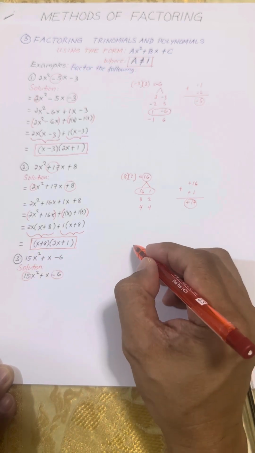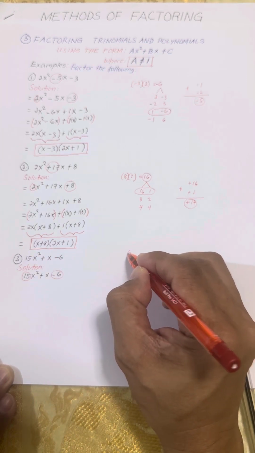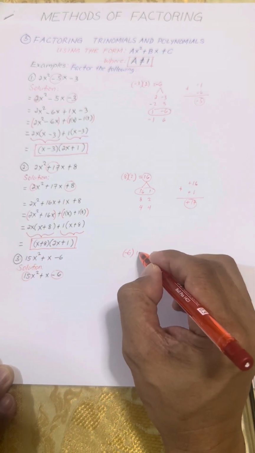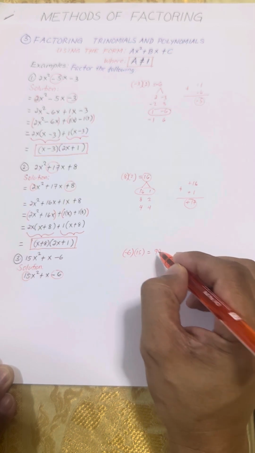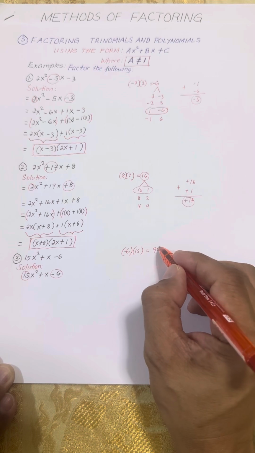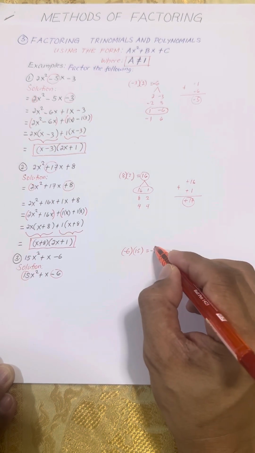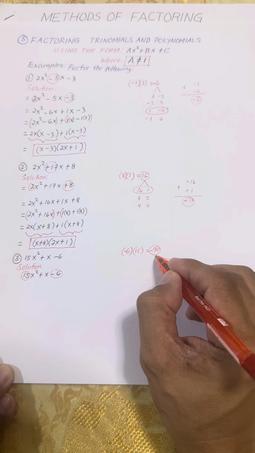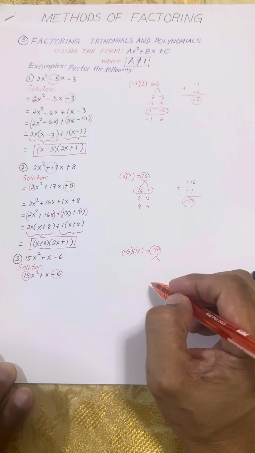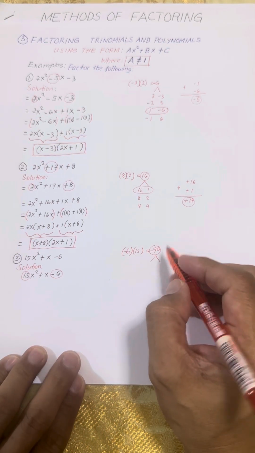Okay, and then let's multiply them. So minus 6 multiplied by 15 is equal to 90. Sorry, this is minus 90. So this is where we find the factors. So what are possible factors of 90?